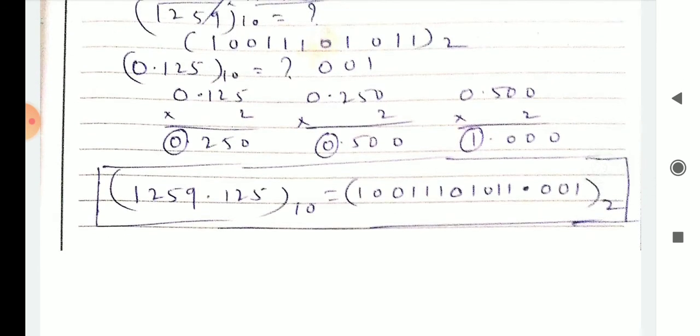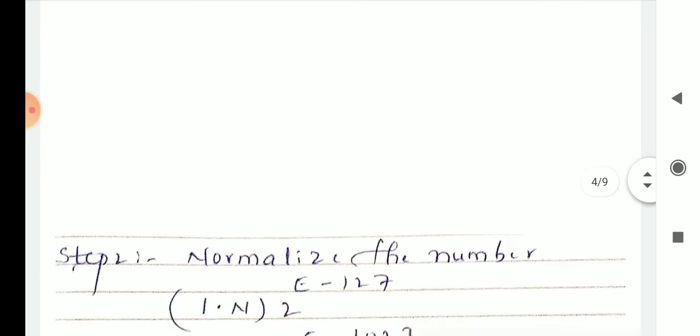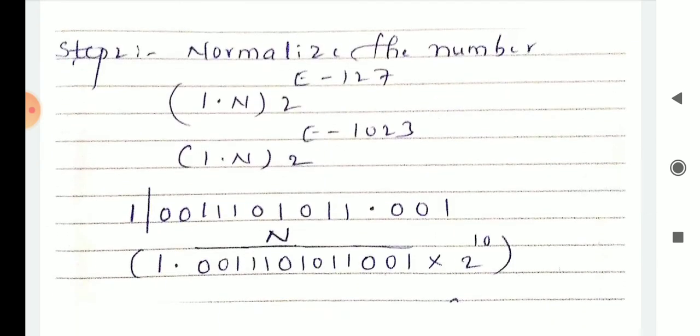So the decimal number 1259.125 is 10011101011.001 in binary. The second step is to normalize the number. Take one formula: 1.n times 2 raised to e minus 127 in single precision, and 1.n times 2 raised to e minus 1023 in double precision format. So the biases are 127 and 1023, with 128 and 1024 as the exponent range.